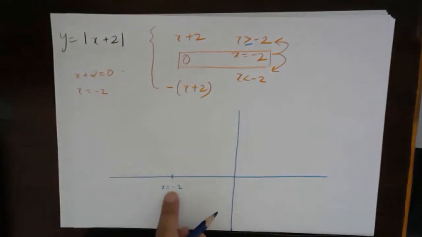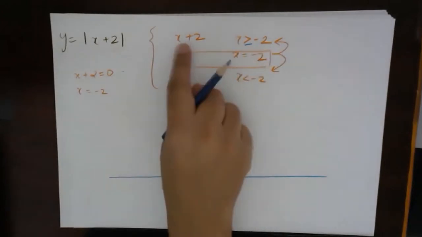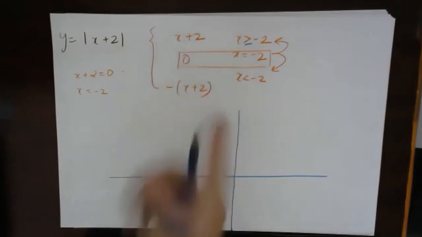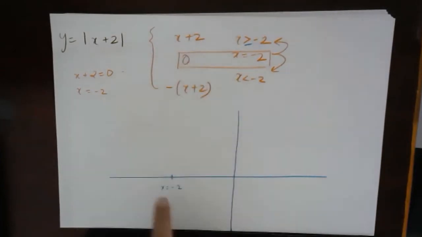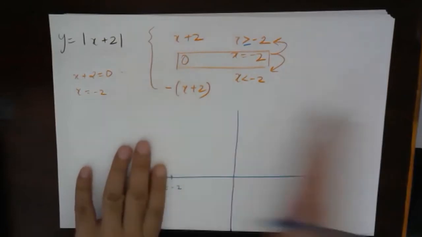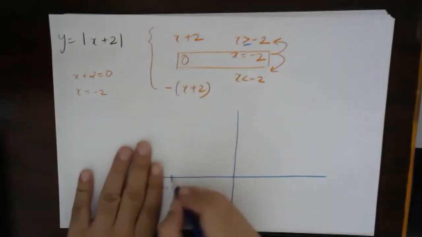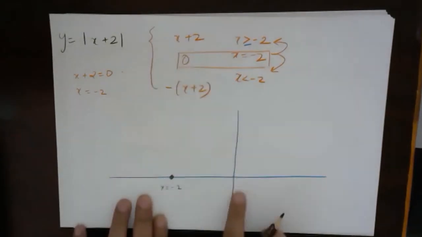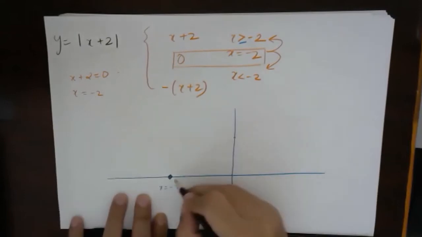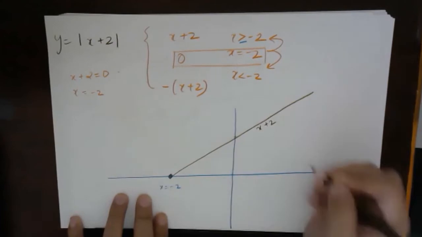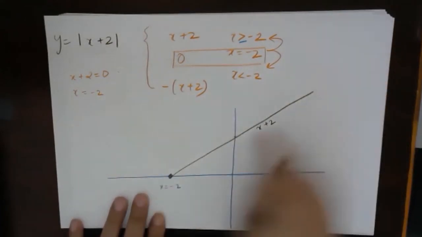For x equals -2, the graph is x plus 2. So that means for x greater than -2, on this side, the graph point at x equals -2 will be here. Let's take x equals 0, the point will be 2. So it will be something like this. This is the curve x plus 2, for x greater than -2.